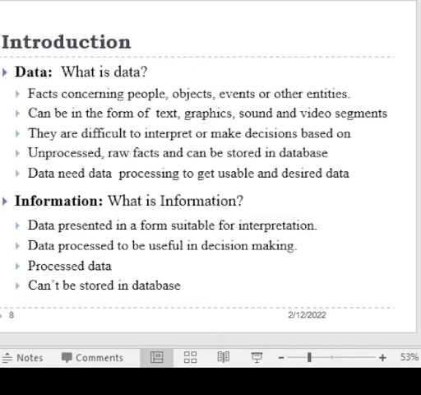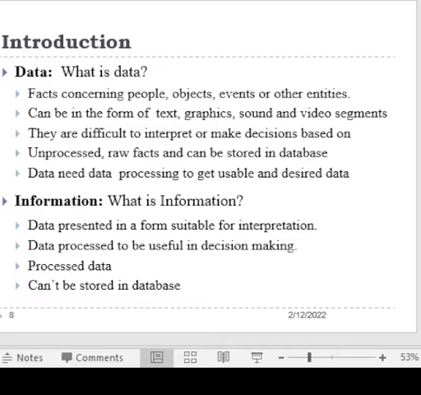Because of that, we can say data is unprocessed raw fact stored in a database. And also data needs to be processed to get usable or desirable information. So any user or person who needs some information from data must process the data by using a data processing algorithm or data processing technique.